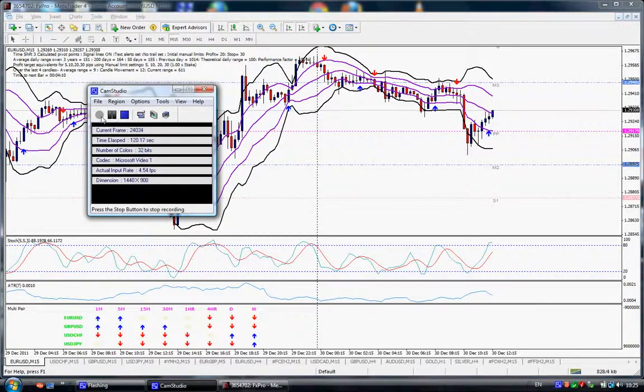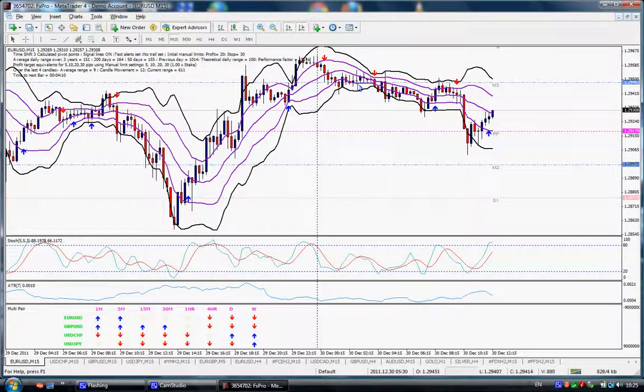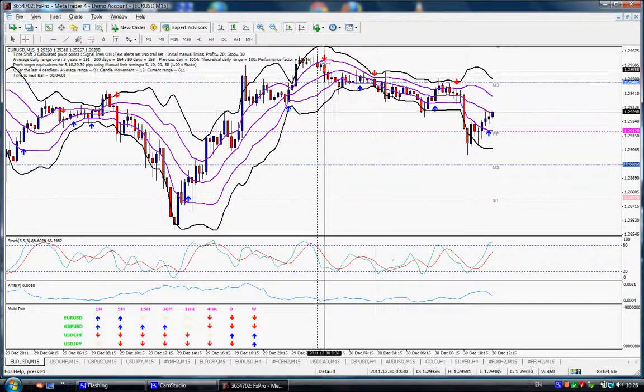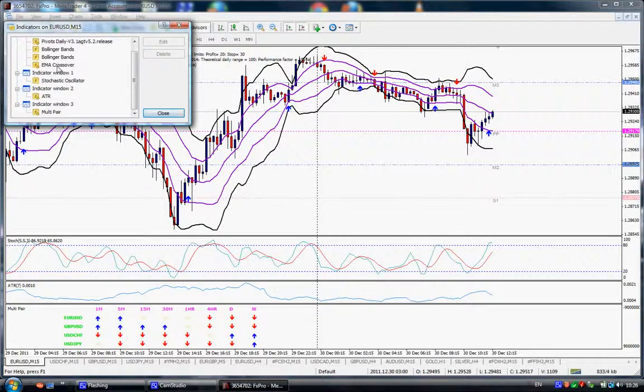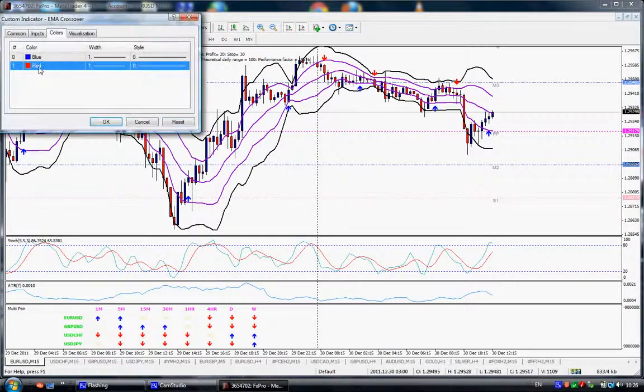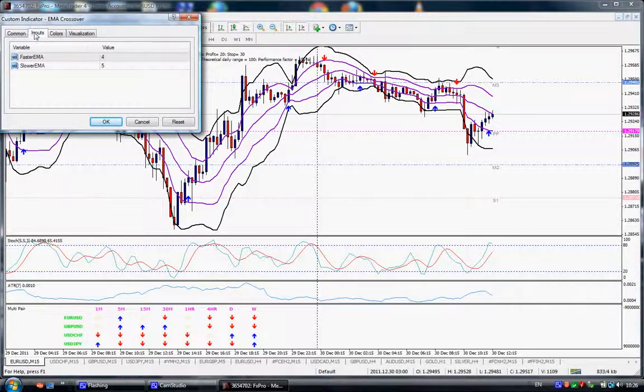Okay, so we're talking about the EMA crossover indicator. I'll show you what the settings are for it. This is the indicator, EMA crossover. You can find it. If you Google it, I'm sure you'll find it. It's an MT4 indicator. And if we look at the parameters, I've got the color set as blue for longs, red for shorts. And the inputs show that I'm using the 4 EMA and the 5 EMA, and looking at the crossovers of the 4 over the 5 or the other way around.